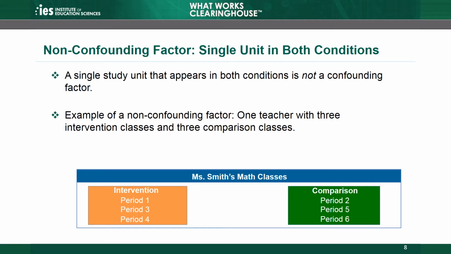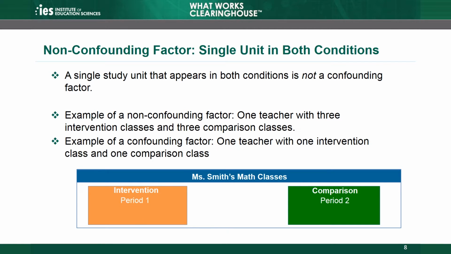Whether Ms. Smith is a fantastic teacher or a struggling teacher, she is teaching classes in both conditions, essentially controlling for any teacher effects. In this example, Ms. Smith taught 3 classes in each condition. What if there were only 2 classes in the experiment and she taught only 1 class in each condition, 1 in the intervention group and 1 in the comparison group?